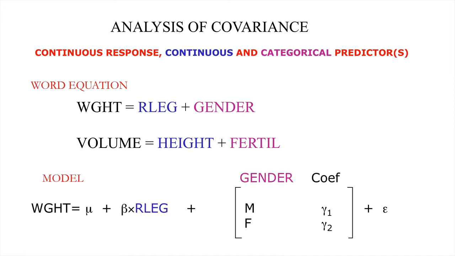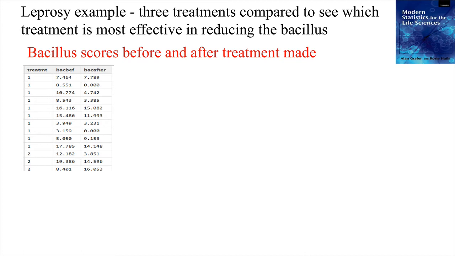Here are the equations representing a simple analysis of covariance. It's a simple equation. Here we have the continuous response, there's the continuous predictor, and here are the levels of the categorical predictor with the inevitable epsilon, the error, the part of the variability of the data that the model cannot explain. We'll have a look at the leprosy example in a lot of detail in the practice and also on the website, but here for now I'm just going to introduce the concepts.